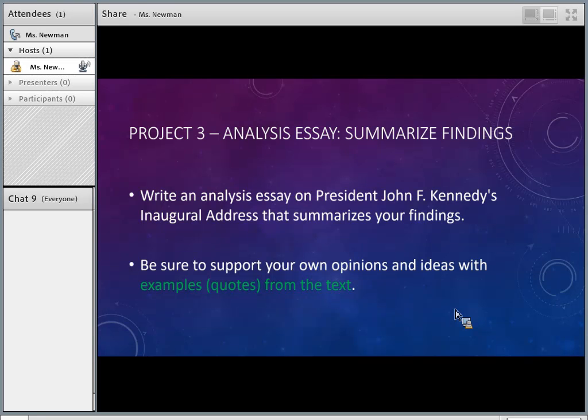Remember, your role is to be the interpreter or explainer of the text. So just pretend you are writing to someone who hasn't read the speech. You're explaining to them what it meant and how it is organized.